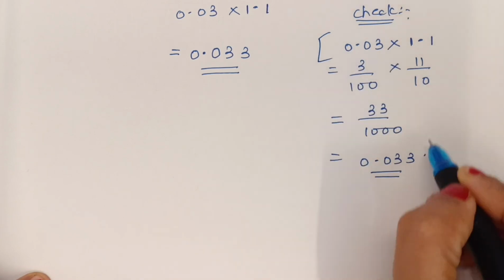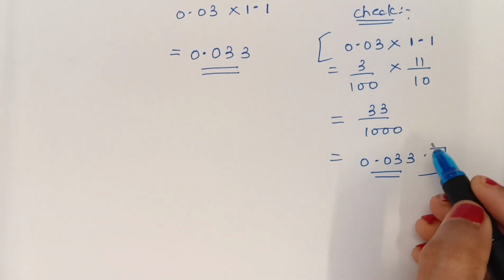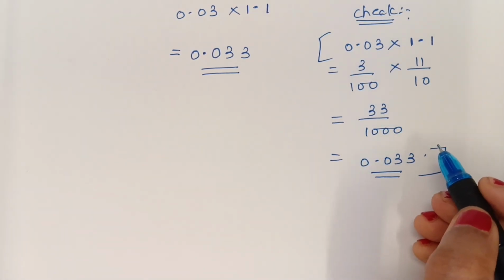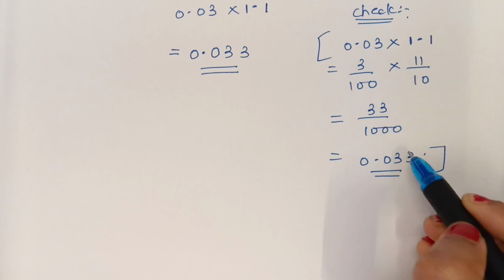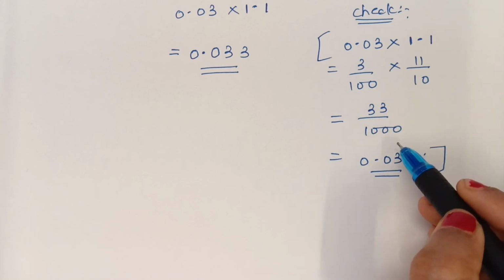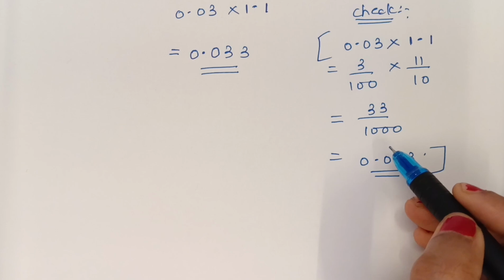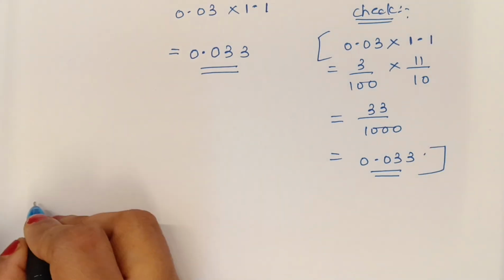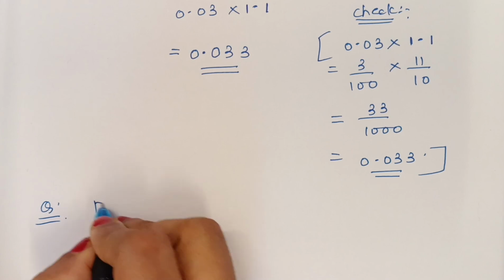0.033. No need to check. This is just for your explanation, like how you got the correct answer. Okay, so anyhow, this we are going to learn in the next class: how to divide, that is, division of decimals. Now let's switch to the next question.